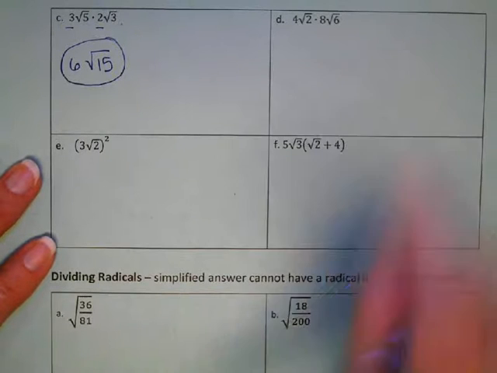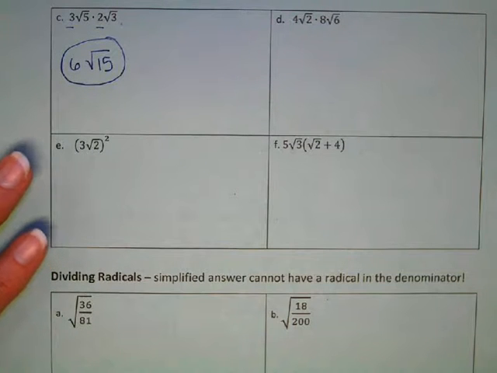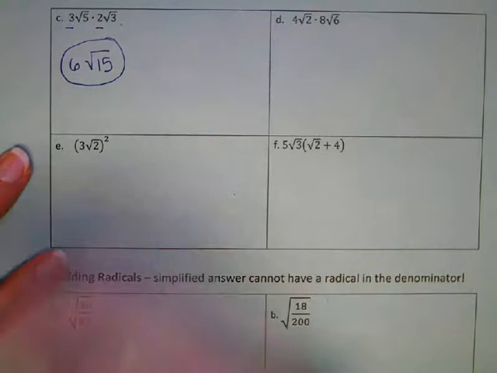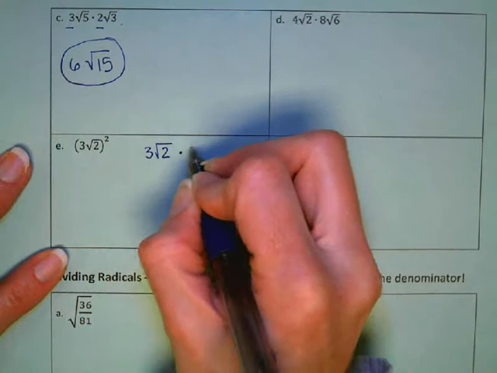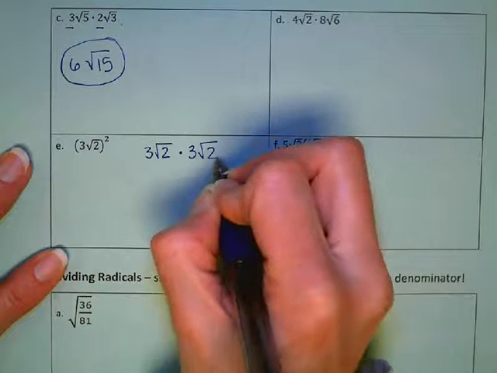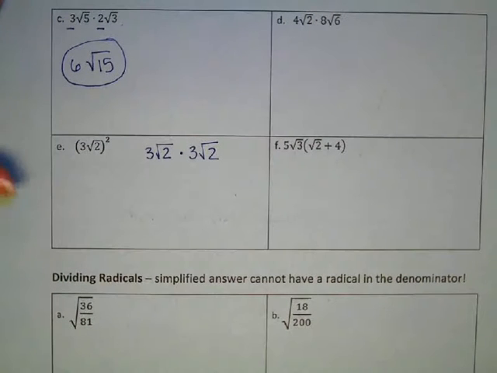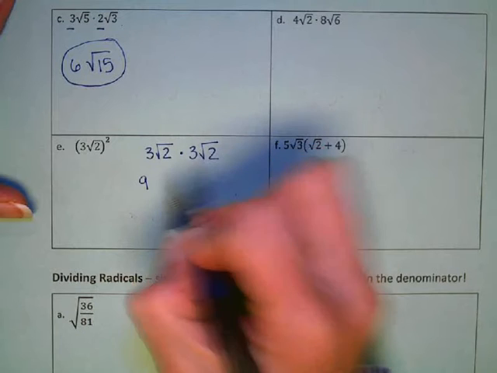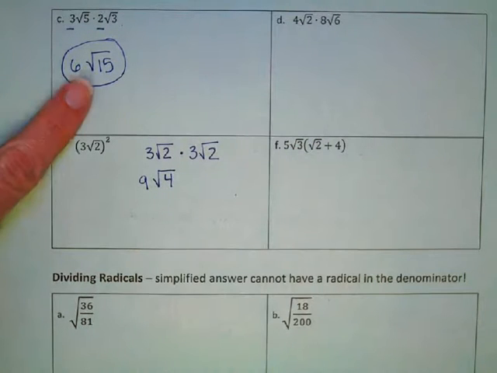So again, I want you to try this one on your own and check with the notes that are put on there. 3 square root of 2 squared is the same as writing 3 square root of 2 times 3 square root of 2, and that is just like the one we just did. The difference is 3 times 3, well that's 9, square root of 2 times square root of 2 is square root of 4. This one couldn't be simplified. This one we can simplify.